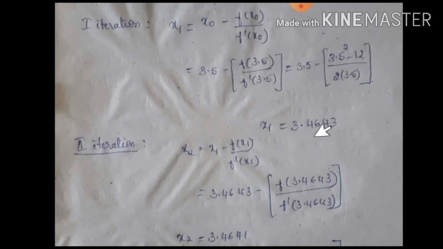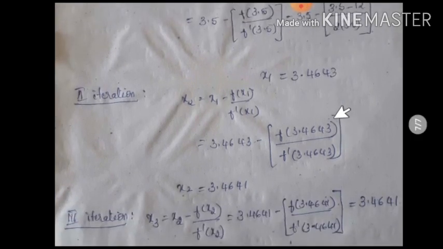If they ask for 4 decimal places, they are not the same, yes or no? But here they have asked for 3 decimals, so you can stop. If they ask for 4 decimals, you need to continue with one more iteration. As by mistake I have done it with 4 decimal places, I perform the third iteration. When we do the third iteration, we get the same value for x.